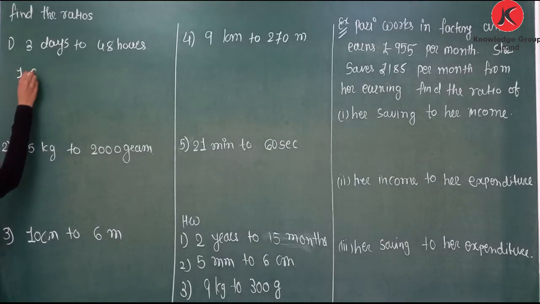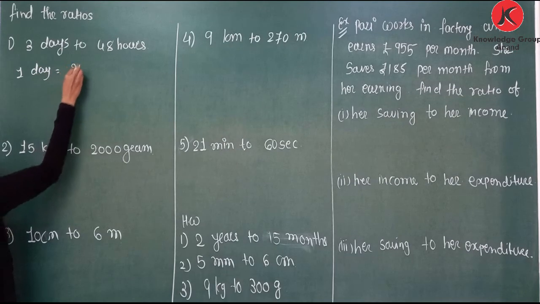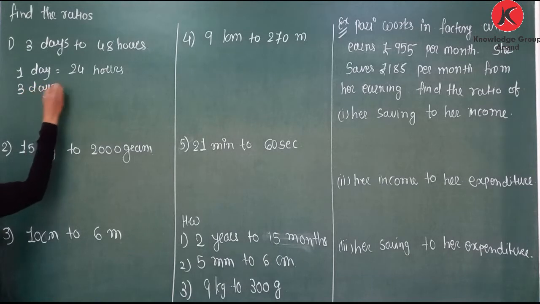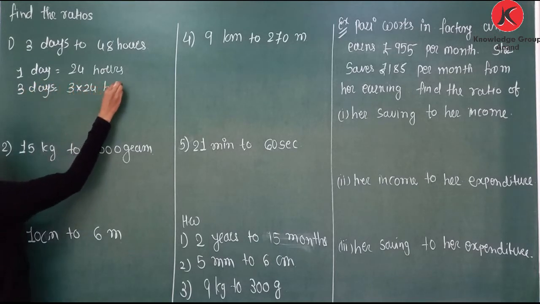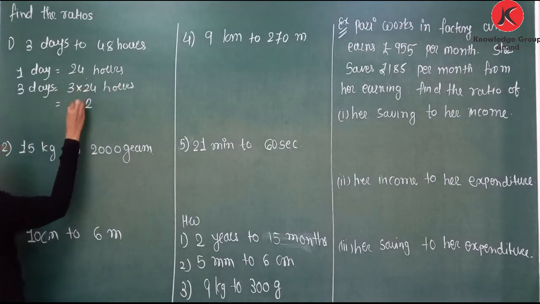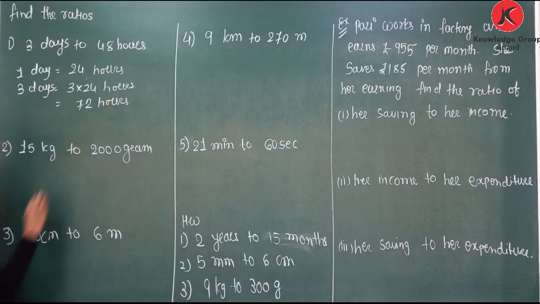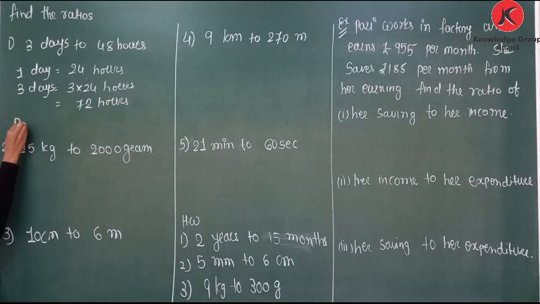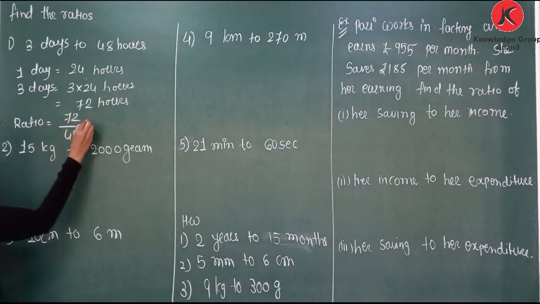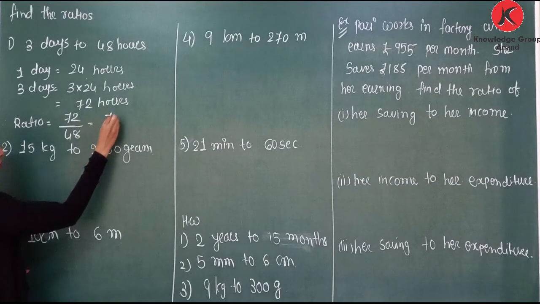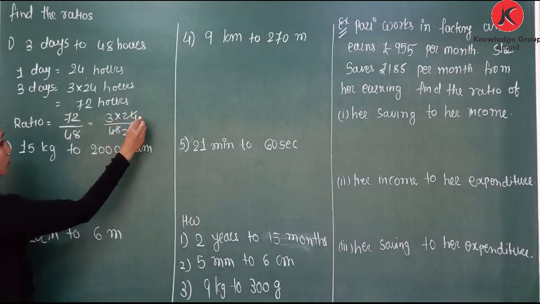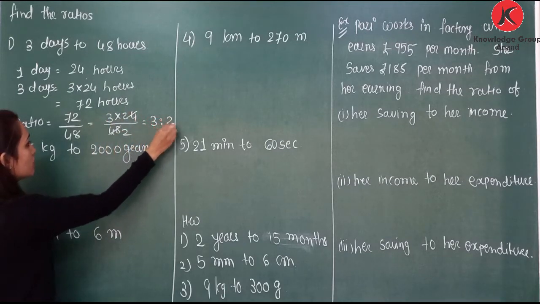So 1 day is equal to 24 hours. So 3 days means 3 multiplied by 24 hours. So that will give 72 hours. So the ratio will be 72 hours divided by 48, that is 3 multiplied by 24 divided by 48. So that is 3 by 2. So the ratio is 3 is to 2.